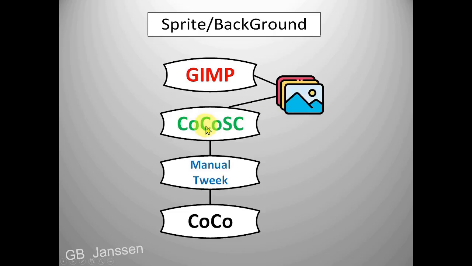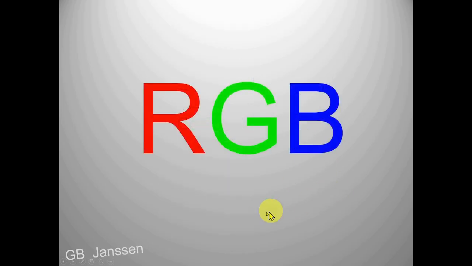Then it will be copied into CoCoSC, where it will basically be converted to the correct color numbers for the palettes for the CoCo. And a lot of times you have to do a little bit of manual tweaking after that to get it into the CoCo. Okay, and what we're going to talk about is RGB, red, green, blue. We're not going to do anything with composite. We're only going to do RGB.